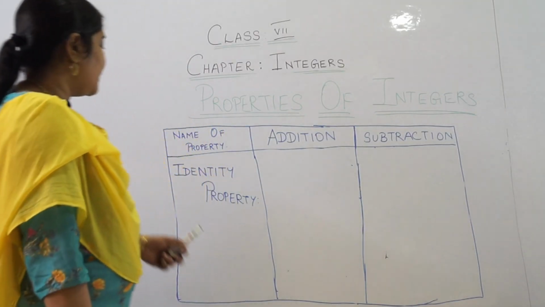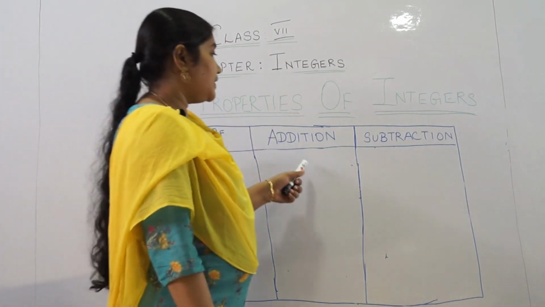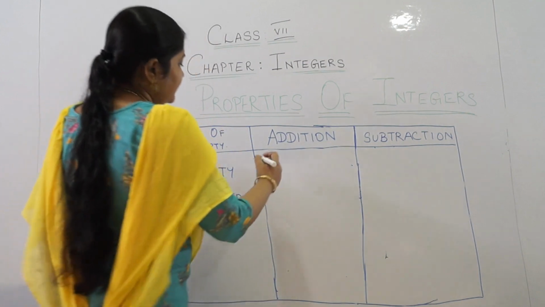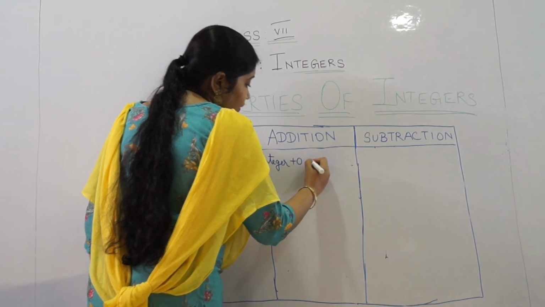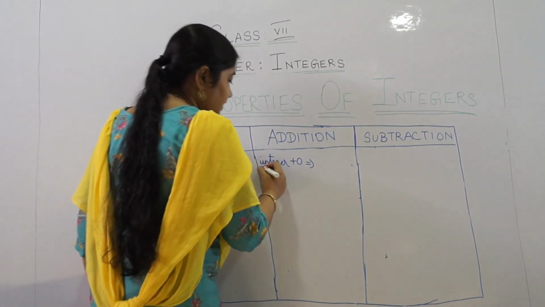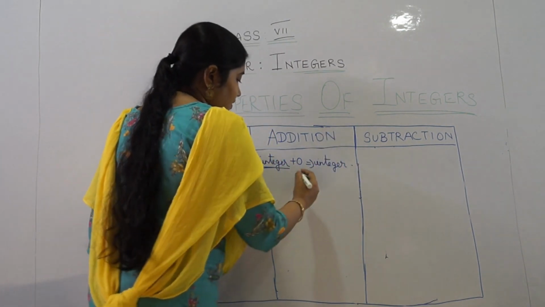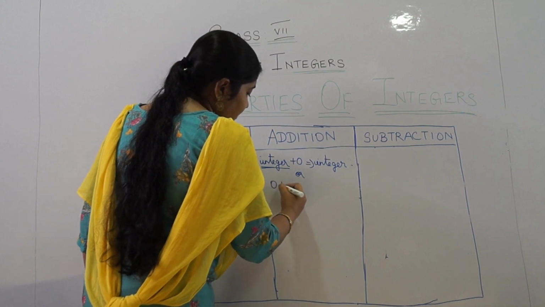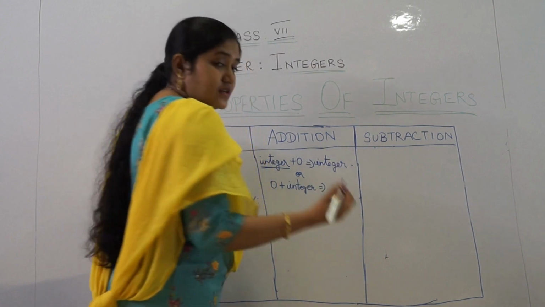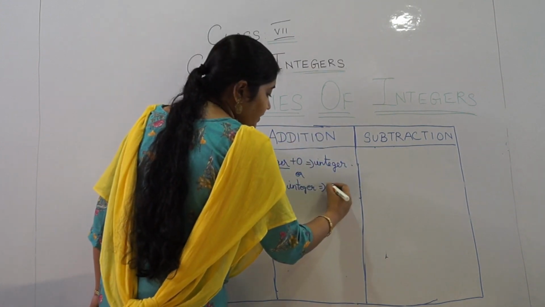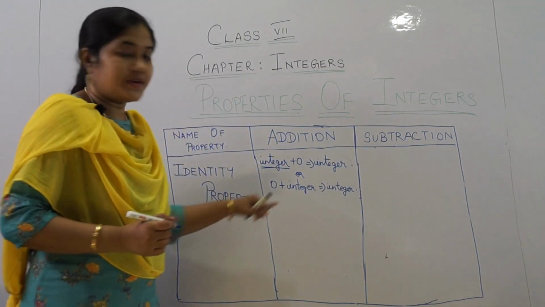The next property that we are going to discuss is the identity property. First let's see what the identity property is in addition. When you take an integer and add a 0 to it, your answer should be the integer itself. Or when you add an integer to 0, your answer should be the integer itself. So there should be no change. So this is what the identity property means.